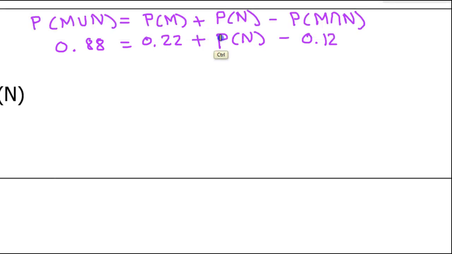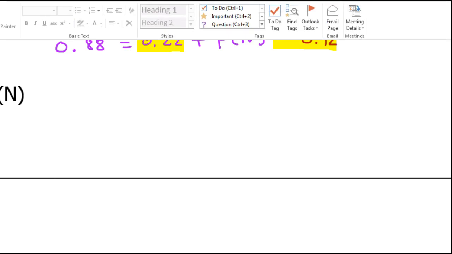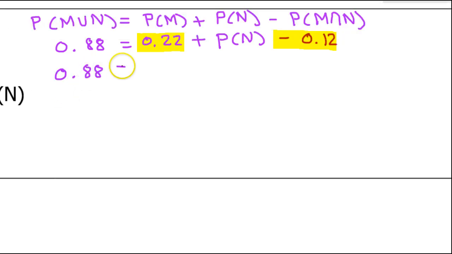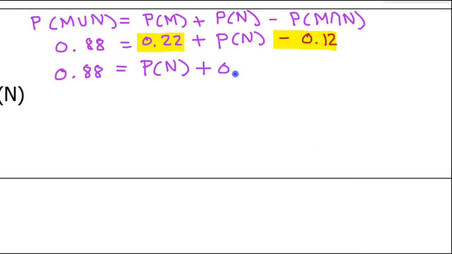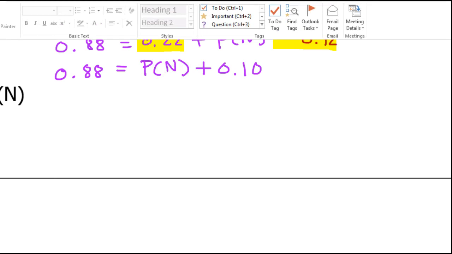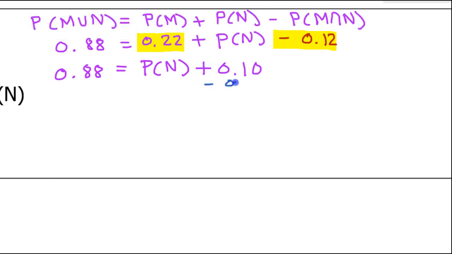So I need to get this part by itself, the probability of N. But I notice that I have these like terms all on the same side of the equation. So I should combine those right now. So that's going to leave me 0.88. And I will still have the probability of N. But combining these like terms, if I do 0.22 minus 0.12, that should be 0.1. So I'm going to have plus 0.1, or you could call it 0.10 if you wanted to keep it 2 digits. And of course, now it is time to subtract 0.10 from both sides. So minus 0.10 minus 0.10 from both sides.